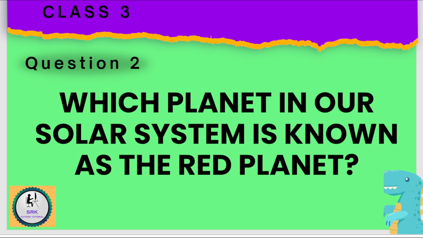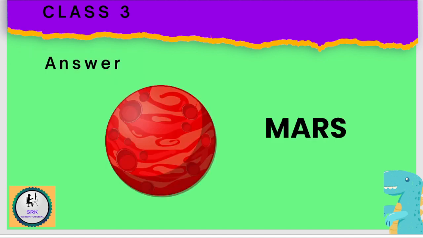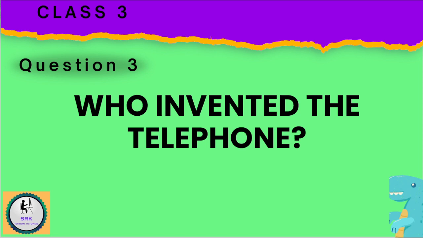Which planet in our solar system is known as the red planet? The answer is Mars. So my next question is question number 3.